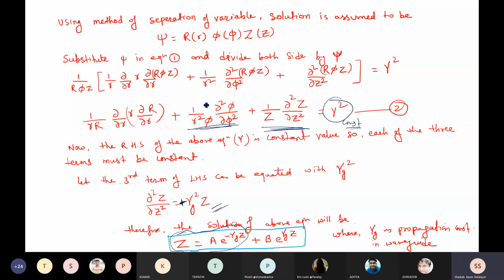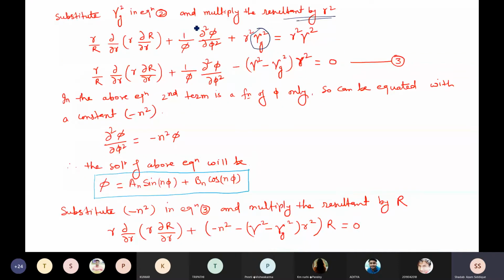But in this equation, you can see r square is there. So you need to eliminate this r square. To eliminate it, we need to multiply r square on both sides of this equation. That's why we have substituted this with gamma g square and multiplied with r square on both sides, so that this vanishes and the second term will be exclusively in terms of phi. So this term is exclusively in terms of phi, and we got this equation.